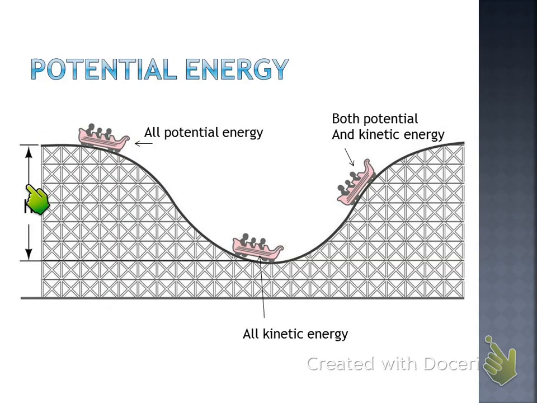At the peak of its path, it has all potential energy. As it reaches the lowest point on this path possible, even though it's a little bit off the ground, it's reached its lowest point, which means it has all kinetic. So we have to determine where its lowest point is. At that lowest point, it will have all kinetic energy. As it moves between the two, we have both potential and kinetic.